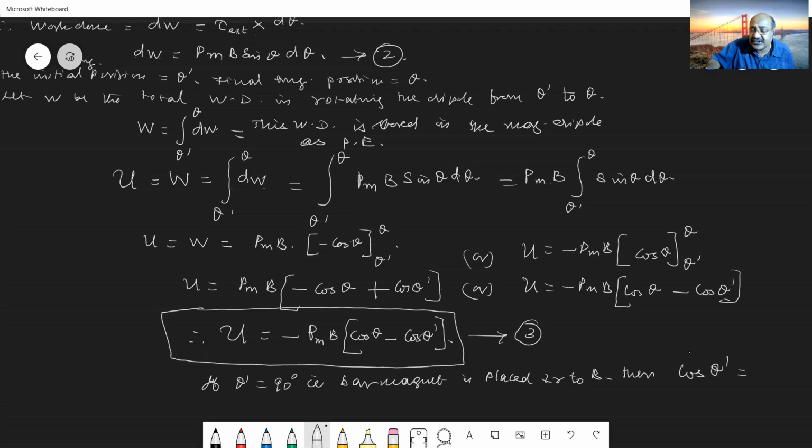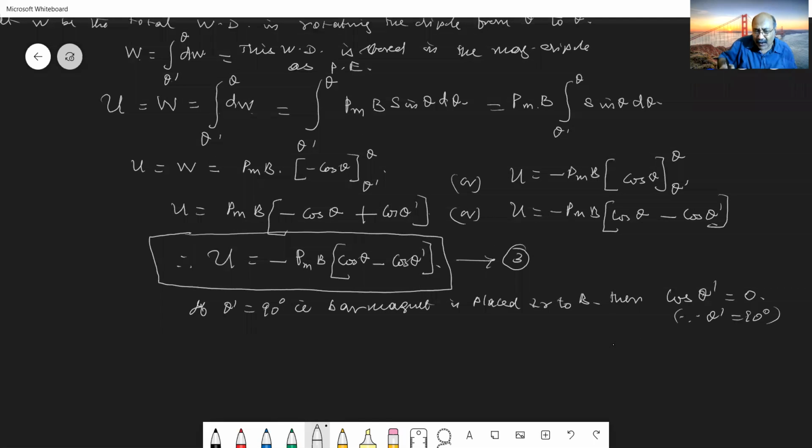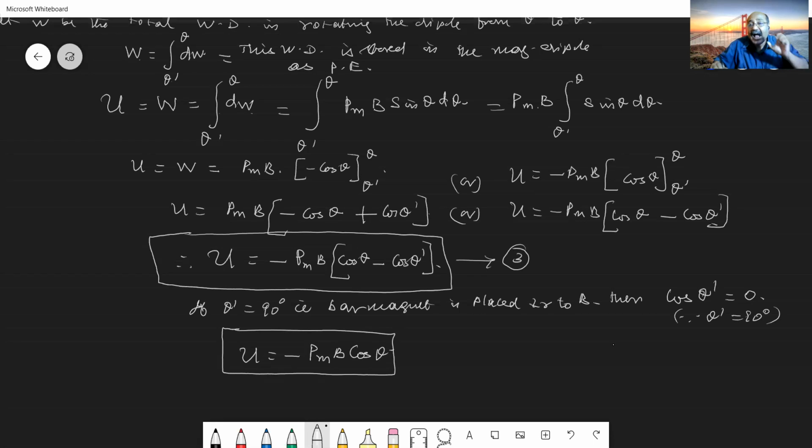Cos theta dash will be 0 since theta dash is equal to 90 degrees. The initial value is 90 degrees. So what is the potential energy stored in the magnetic dipole then? It is minus Pm into B into cos theta. Am I correct? This expression is generally called the potential energy acting on the magnetic dipole or the Bohr magnet inside the magnetic field.